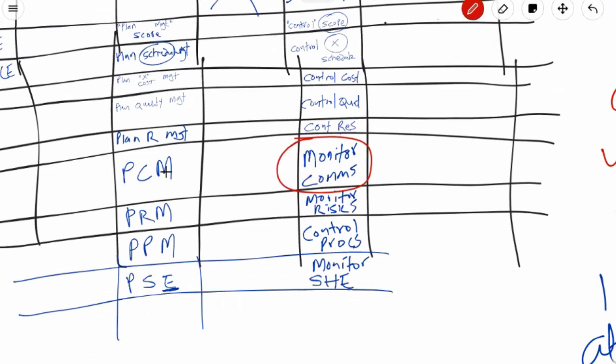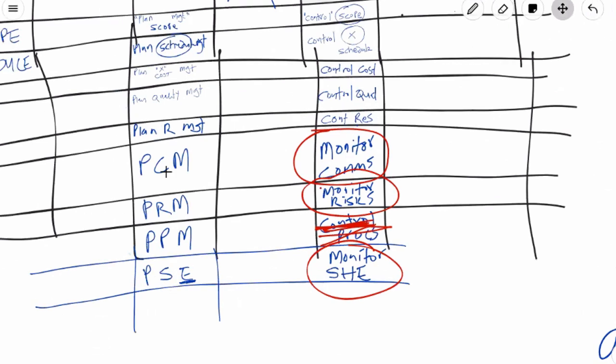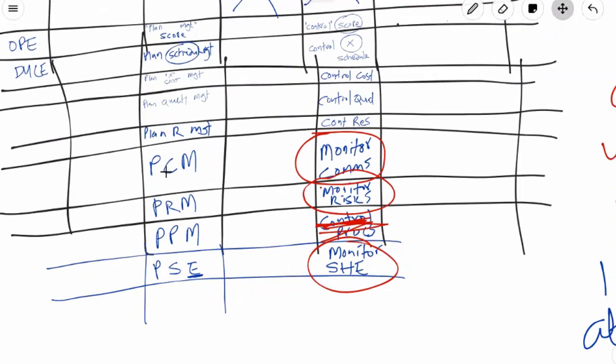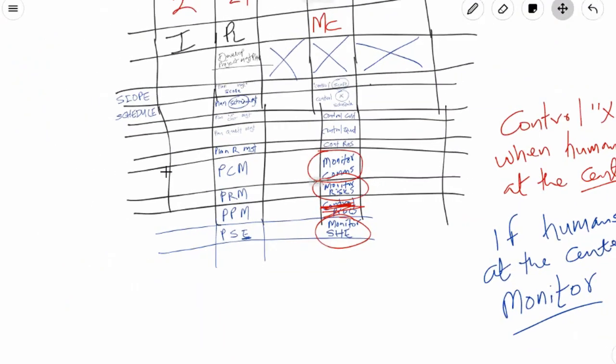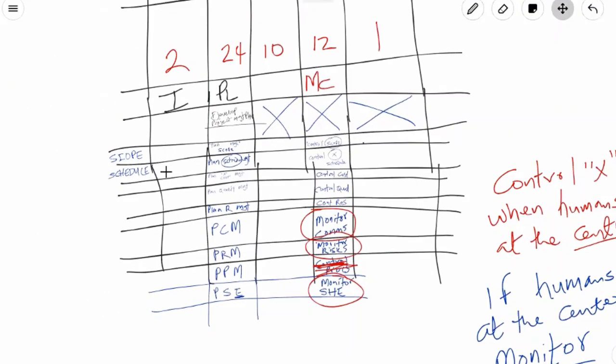So it starts from communications, then immediately risk, then it skips one where we have the word control used. If you look at this, this is 1, 2, 3, 4, 5, 6, 7, 8, 9, almost 18 processes that you have down with simple rules. Plan X management, control X, monitor X. Okay?